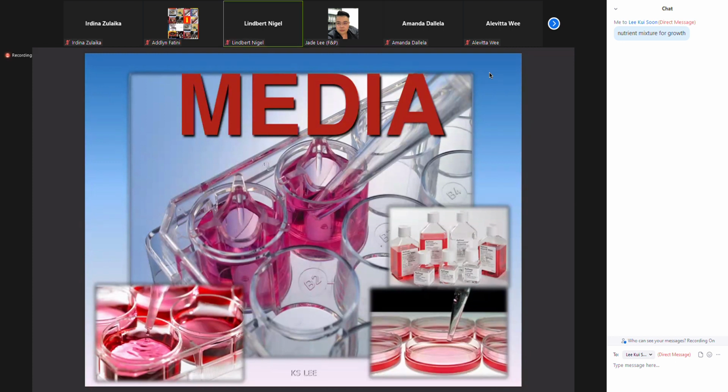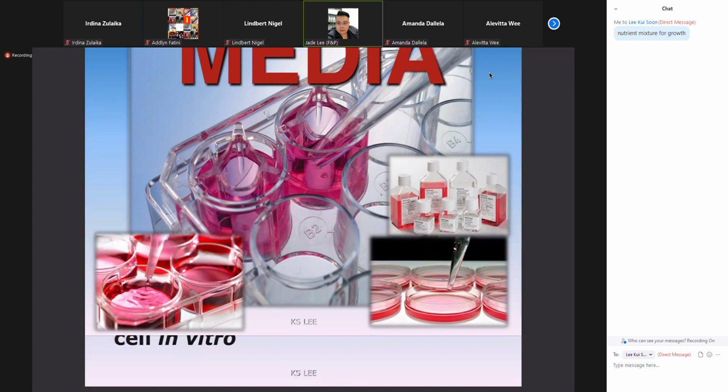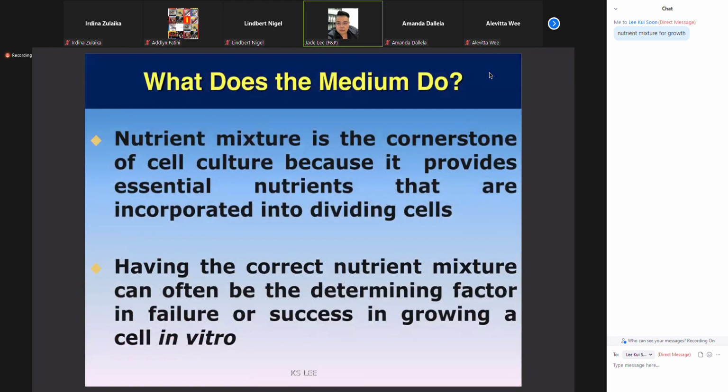Okay, so nutrient mixture is the cornerstone of the cell culture because it provides essential nutrients that are incorporated into the dividing cells. So having the correct nutrient mixture can often be the determining factor in failure or success in growing a cell in vitro. So always remember that. You have to be very careful with your media when you culture your cells, and you must know the characteristics of your cell line.